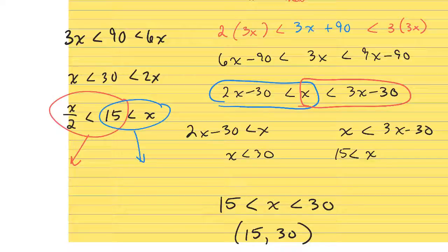If this had been a less than or equal to sign here and here, how does this differ? If these are less than or equal to signs, how do they differ, Gus? Oh, you put brackets. Yeah, you put a bracket here to show inclusiveness. If we're including the endpoints, we put brackets here and here.